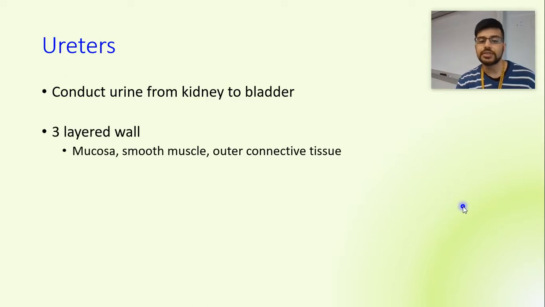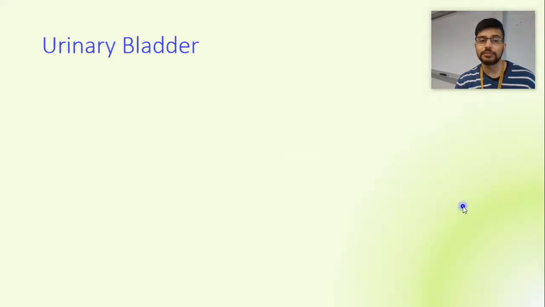So there's a couple of layers to this. You have mucosa, a smooth muscle, and a connective tissue layer. And the urine is going to move through peristalsis. That's the squeezing of a toothpaste tube motion. That's how we're going to get the urine into our bladder.